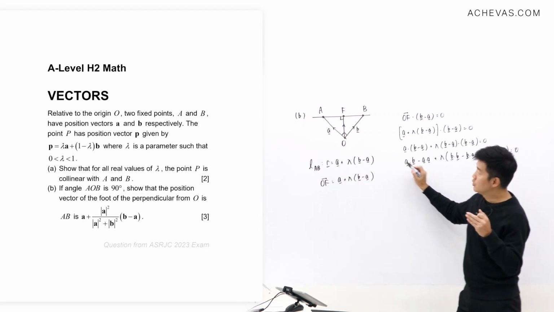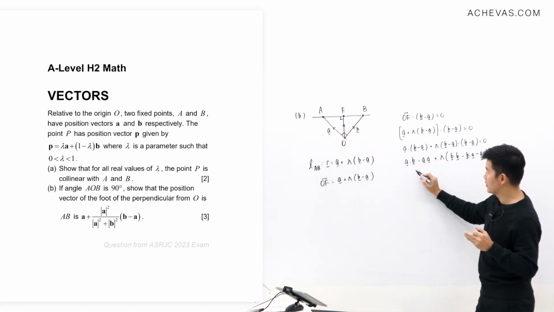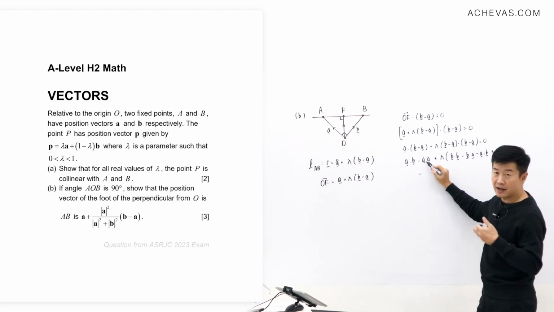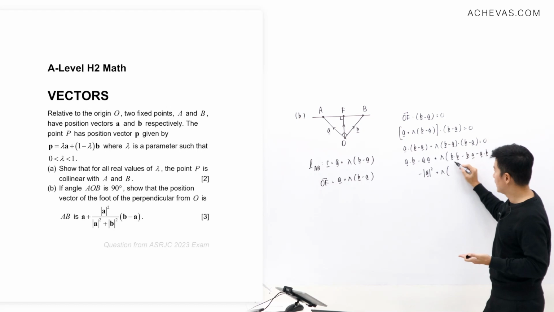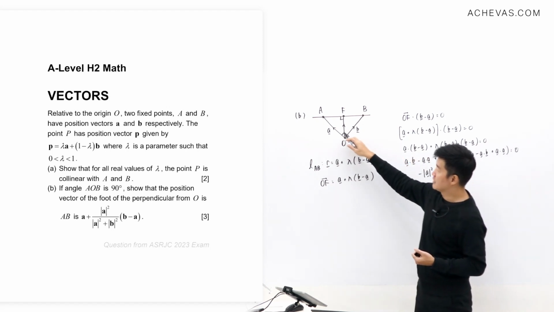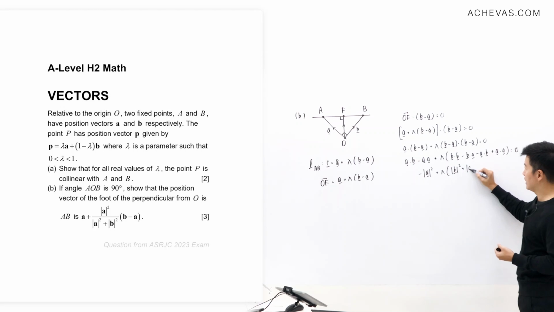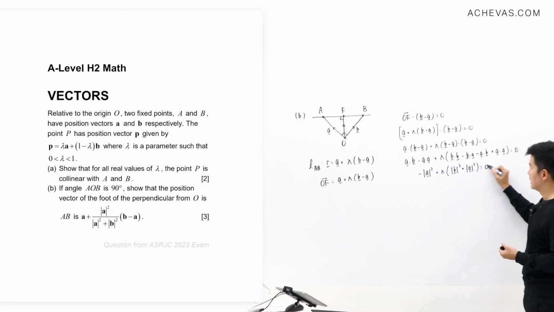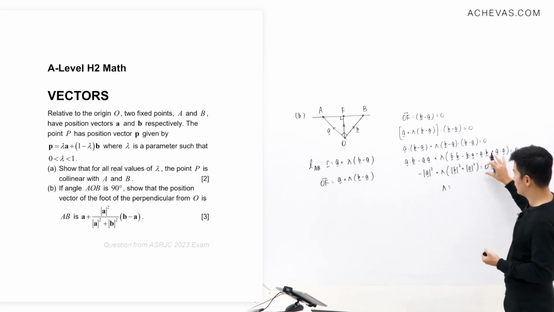Because angle AOB is 90 degrees, A dot B is going to be equal to 0. I'll be left with this. A dot A is modulus of A squared, plus lambda of B dot B is modulus of B squared. This will be 0, this will be 0 again, because the angle AOB is 90 degrees. This is going to be plus modulus of A squared. This is equal to 0, which means that lambda is going to be this, bring over to the other side.